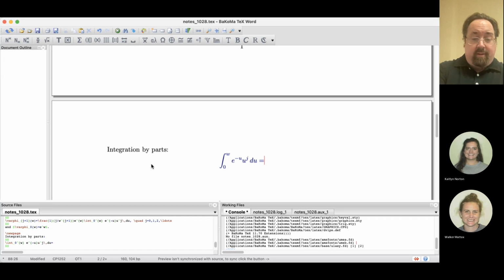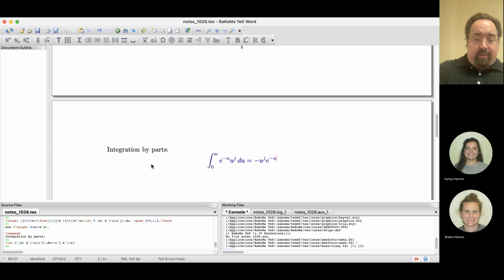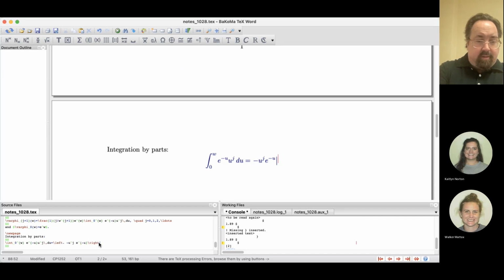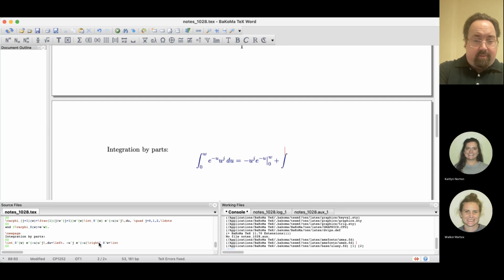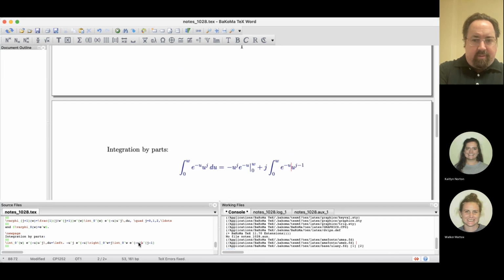So what we get here is u to the j, and then minus e to the minus u, with limits 0 to w, plus, okay, so then I have j u to the j minus 1, then e to the minus u. Okay. All right, so at least that's how the integral is handled.